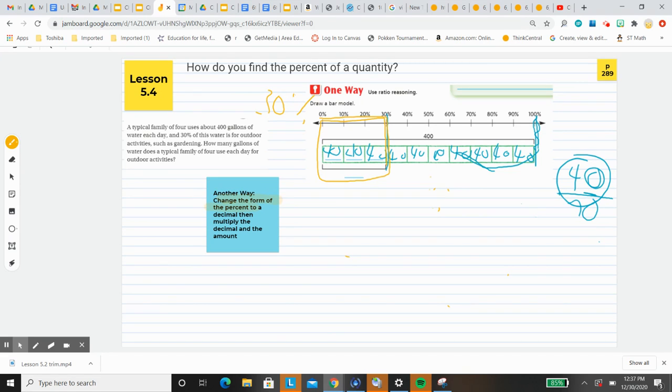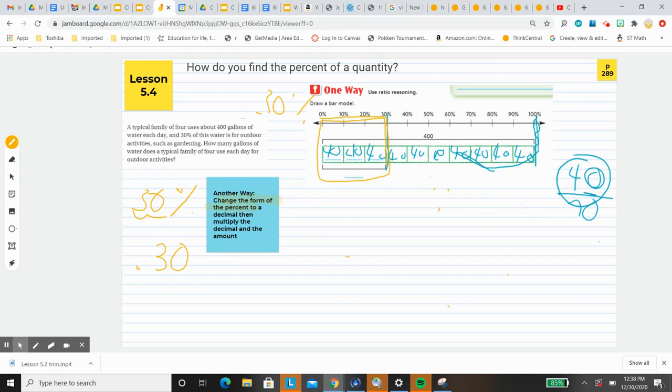Okay, so let's start first of all by changing the form of the percent. Now you can make this into a fraction if you want to, but I'm going to have you make this into a decimal. So 30% is the same as, move my decimal 2 places, 0.30. Okay, I'm going to leave the 0 in there. We move our decimal 2 places to the left to make it into a decimal. We've learned that in a couple of other lessons. So this is something that's really important.